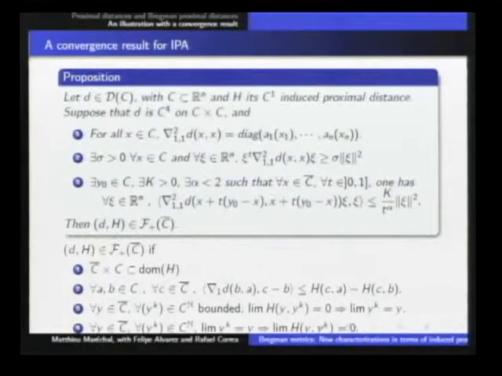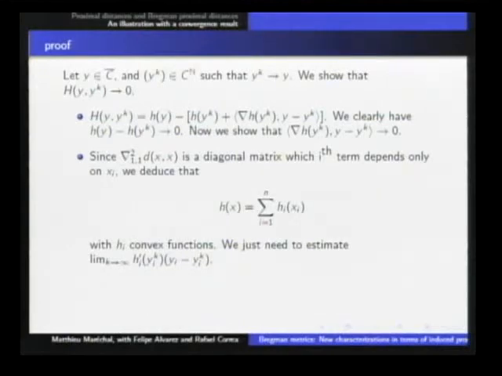Now we have to prove the fourth. The fourth is the more complicated. It is to prove the fourth property, where we use the first assumption, which is very strong. Thus, for the fourth, we have a y in C bar and a sequence yk in C, such that yk tends to y. We will show that H of y, yk tends to 0.